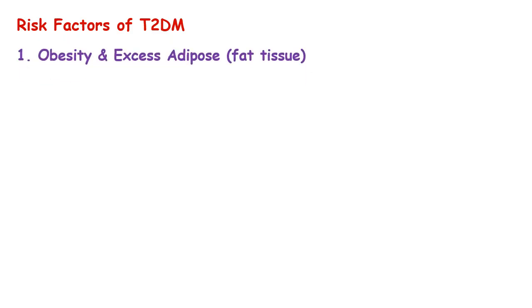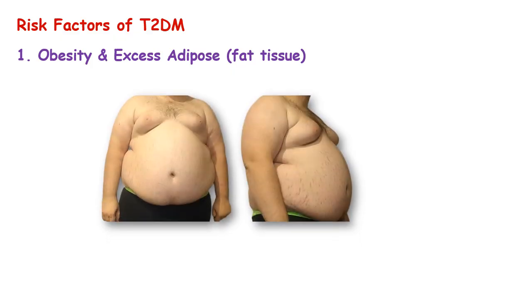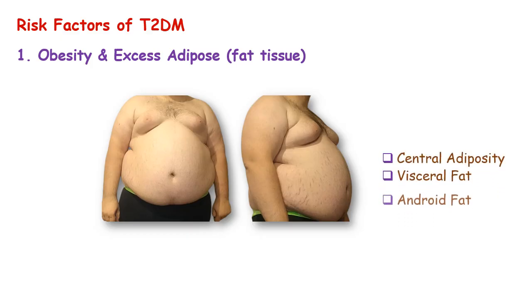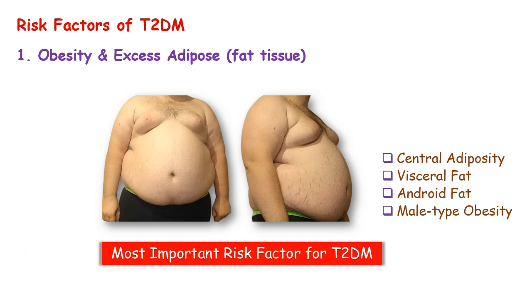Risk factors of type 2 diabetes mellitus. Number 1. Obesity and excess adipose. Excess adipose or fat accumulation centrally, especially around internal organs in the abdominal region, is called central adiposity, visceral fat, android fat, or male-type obesity. This condition is the most important risk factor for type 2 diabetes mellitus.